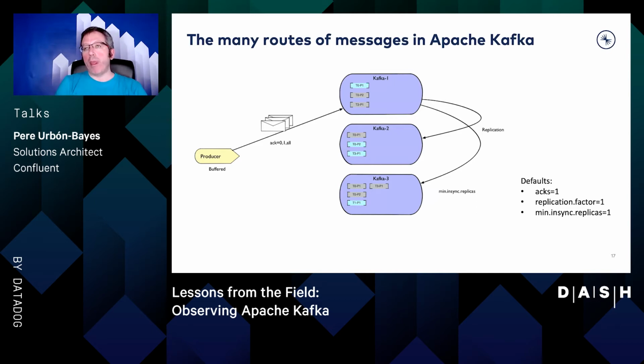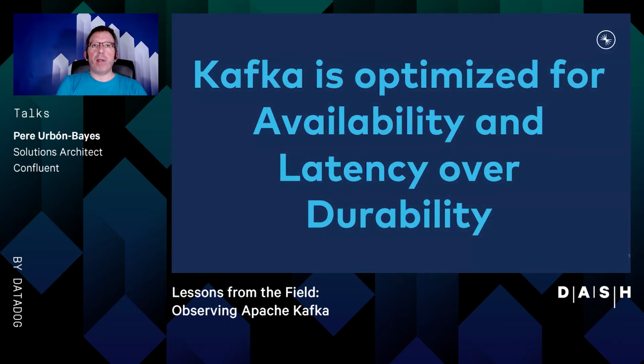Keep in mind always one thing. The defaults in Kafka are acknowledge 1, replication factor 1, and min sync replicas 1. These three values are chosen prioritizing one characteristic over the other one. But if you're looking for durability, you need to make sure that data is always copied in many places. Remember, Kafka is optimized at the beginning for availability and latency, so data can be sent very fast and everything is very available, over durability.